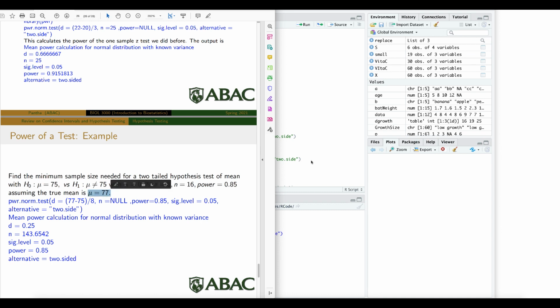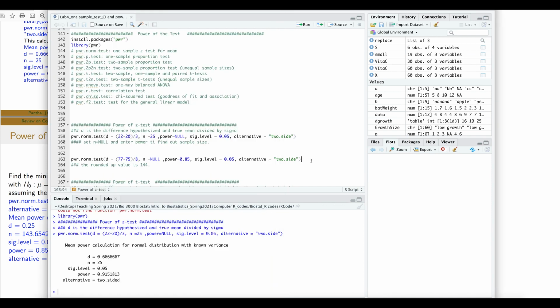Assuming that the true mean is mu equals 77. Okay. So how do I find that? To find n, you should keep n equals null, and power is given, you want to maintain 85% power of the test, right? And d is again the true mean minus hypothesized mean divided by the sigma. Okay. And then if you run this, you get the sample size.